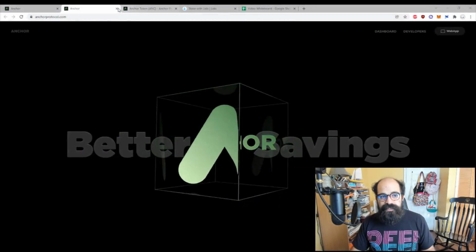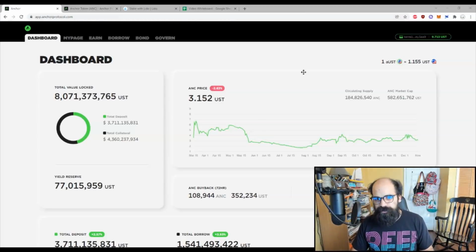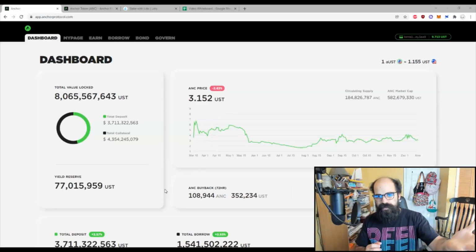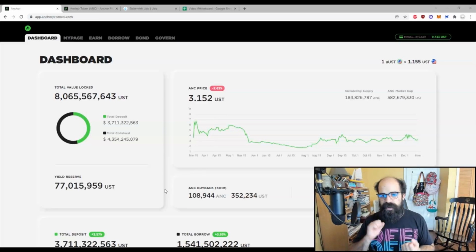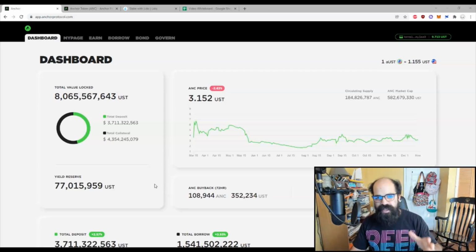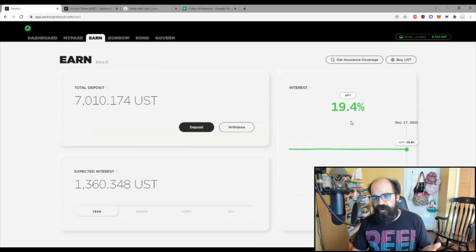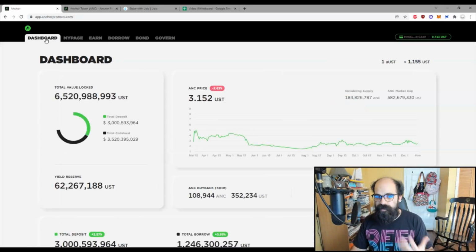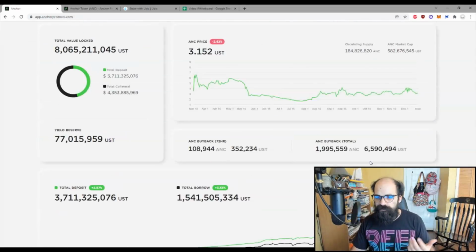Actually understanding Anchor isn't too difficult. Basically it comes down to their incoming yield and their outgoing yield, right? And we want the incoming to be larger than the outgoing. So the outgoing is what they're paying out in APY to UST stakers. That nice, beautiful 20% or 19.4% that everyone goes crazy about. This is their outgoing. Their incoming comes from a few places.